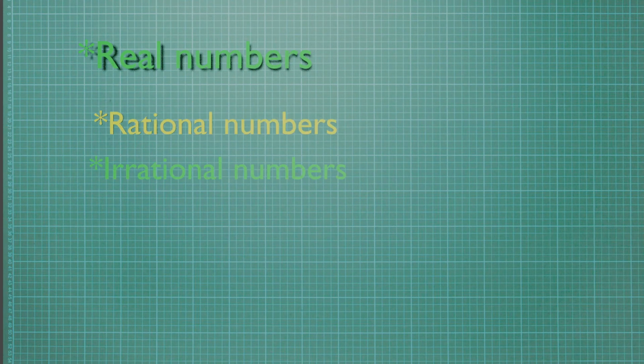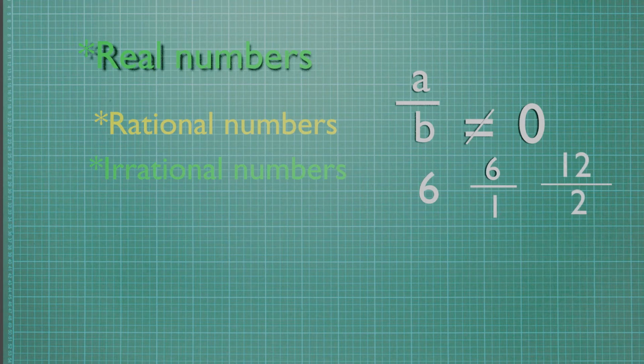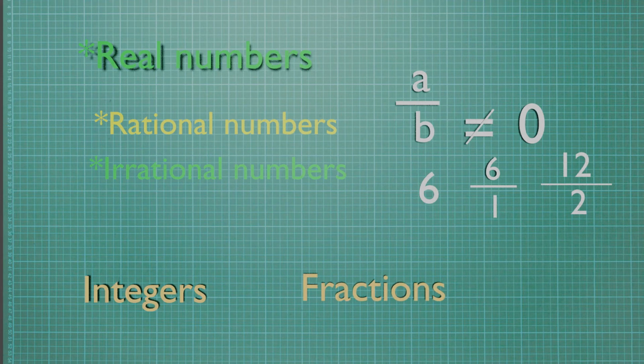Rational numbers are the ones that can be expressed in the form of a upon b, where b is not 0. 6 is a rational number as it can be expressed in the form of 6 upon 1 or 12 upon 2. Same way all integers are rational numbers. All fractions are also rational numbers. Between two rational numbers there are unlimited rational numbers.